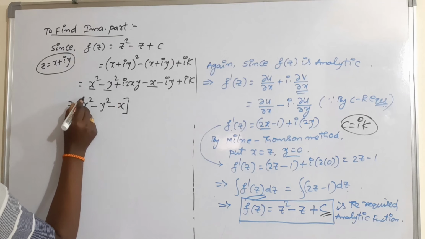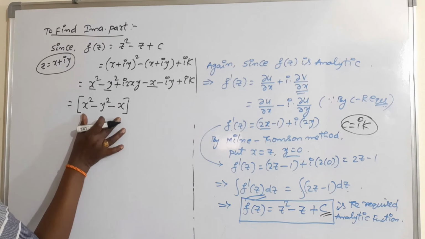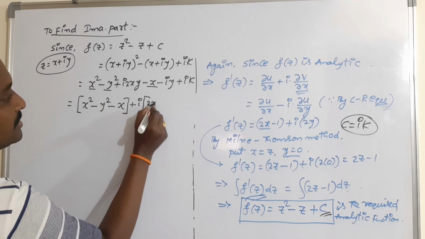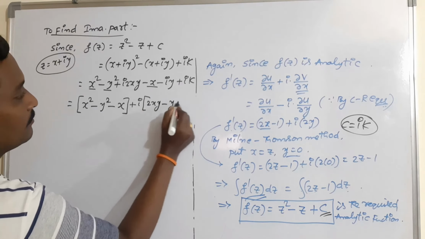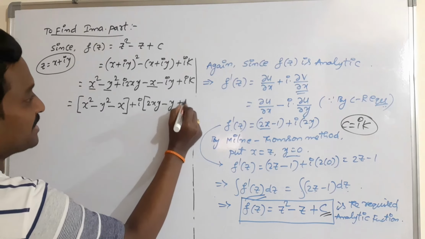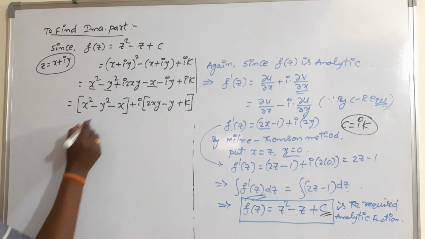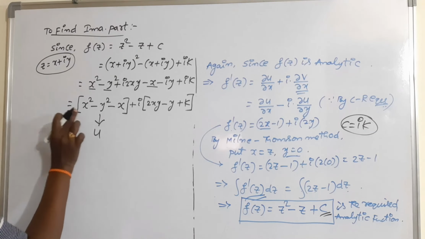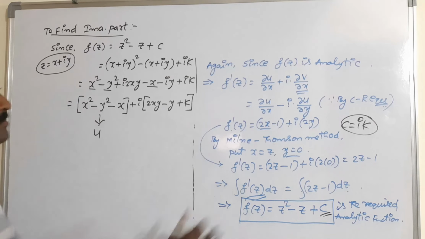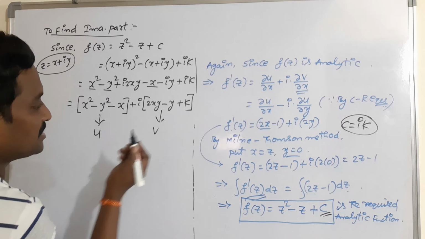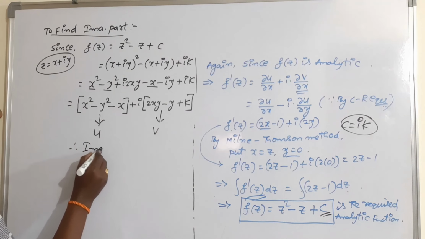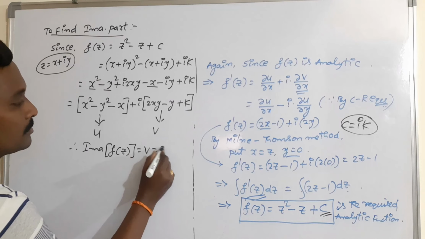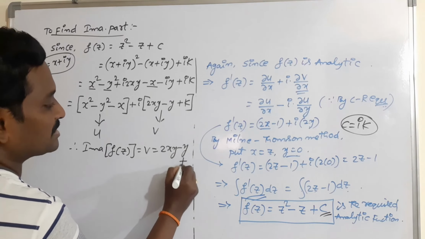We conclude that in the given statement also this is the given real part. And take common out the term i. 2xy is there, minus y is there, plus i, plus k. Okay, so this is the already given real part. If you didn't get this similar real part, your problem will be wrong. Okay, and this is the b. So imaginary part of f of z is equal to v is equal to 2xy minus y plus k.